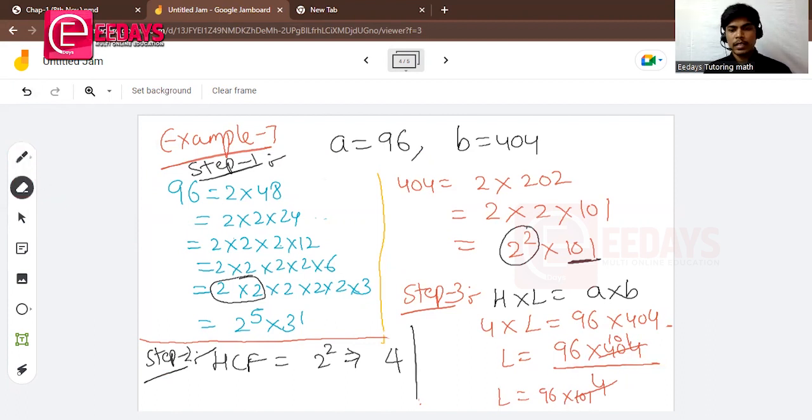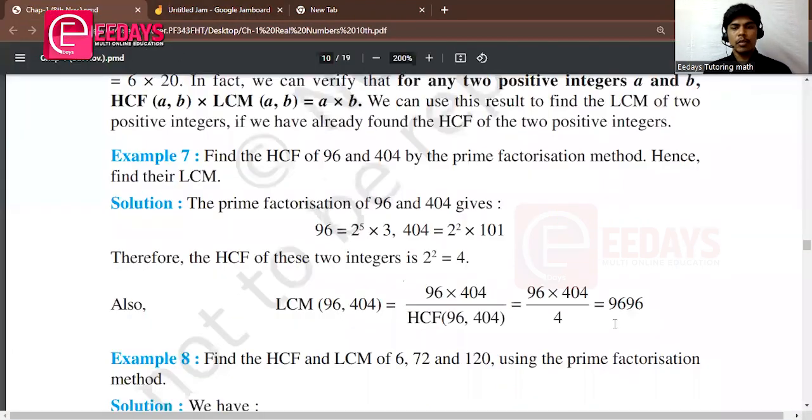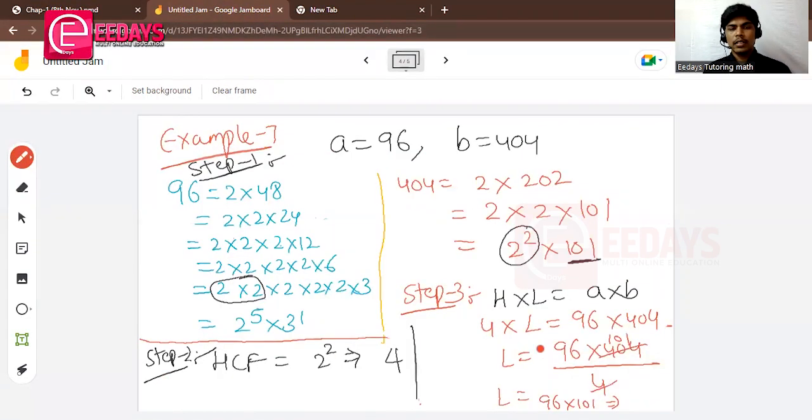I don't have space here, so I just write it here. 96 into 101, you will get the LCM as 9696. What is the LCM? 9696. I hope everyone understood how to solve the LCM.